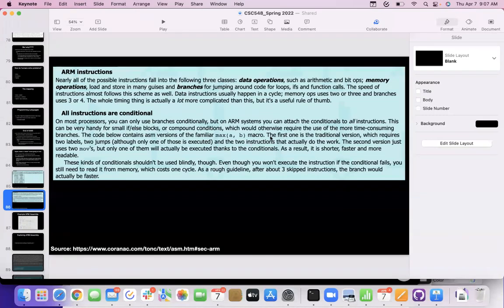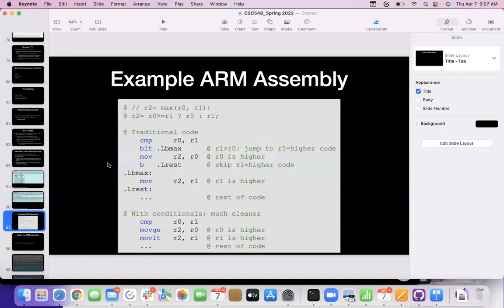The first one is the traditional version, which requires two labels, two jumps, actually. Let's just look at it. Okay, and again, this is not ARM assembly. This is Intel-based assembly. Actually, no, it's not. It's using ARM, so this is ARM assembly. We are going to compare R0 and R1. So this is our traditional code.